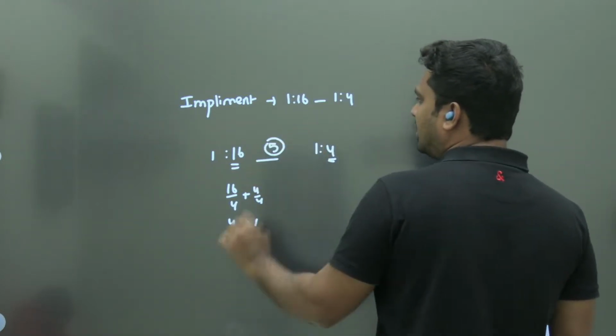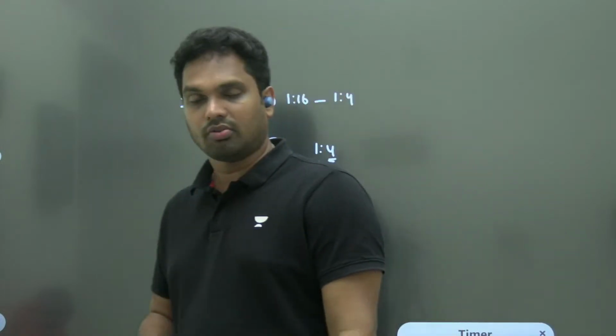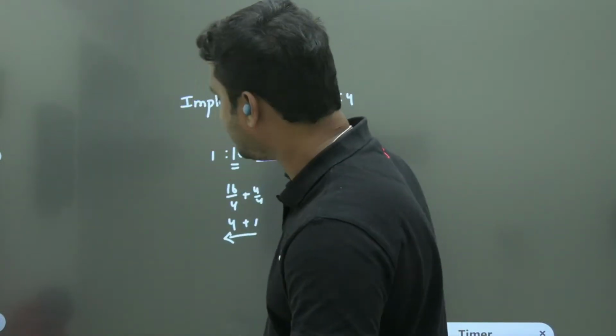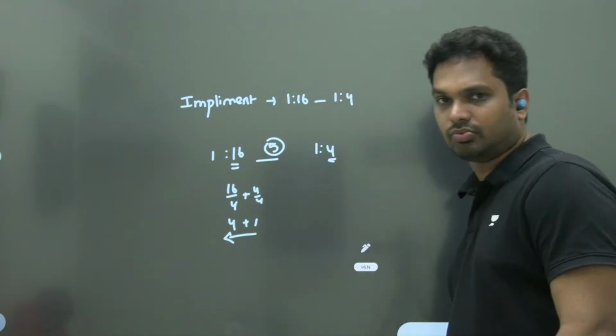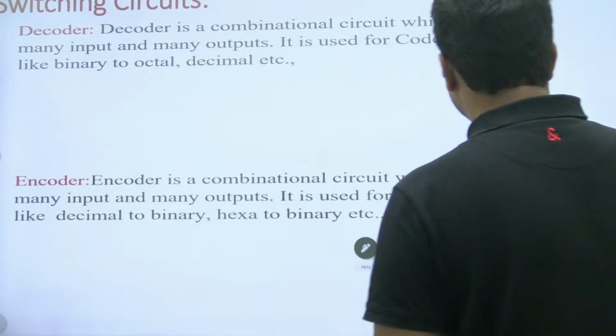The number of demultiplexers required. Okay. So in the demux, it is reversed: first one, then many at the end. Next concept.